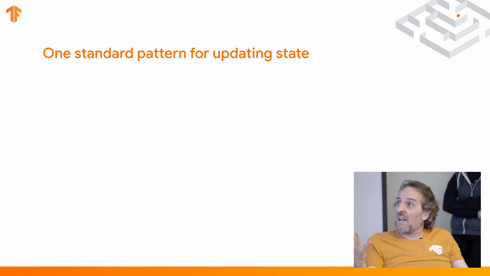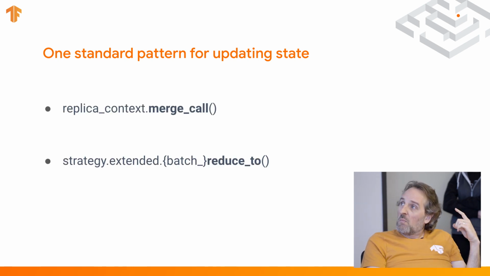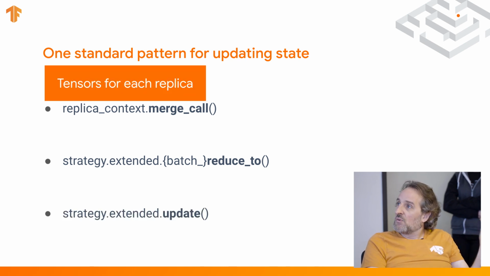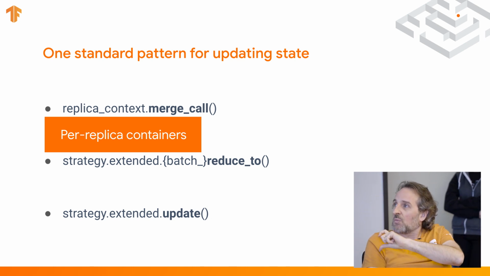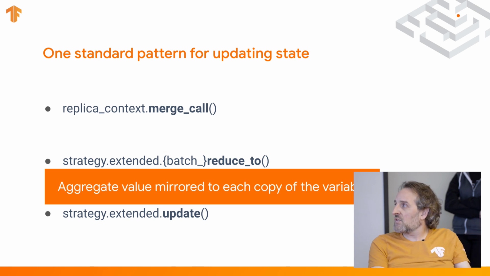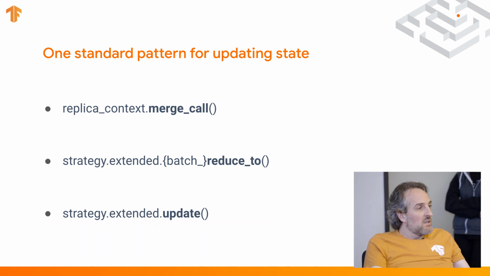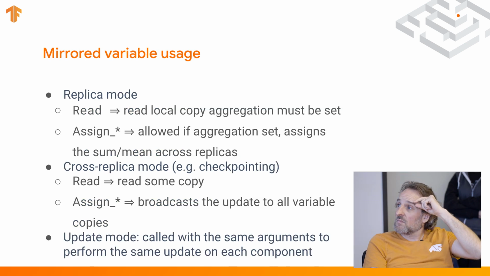So we have this standard pattern that is generally how we update state. The merge call is taking tensors for each replica and producing per-replica containers. Then reduce to is turning those per-replica containers into aggregate values that are mirrored. And then we update, taking the mirrored values to update the variables, and we know because they have the mirrored type that the updates are identical.